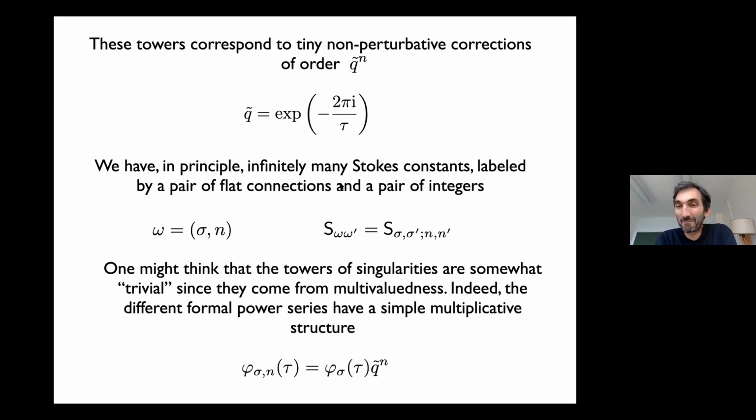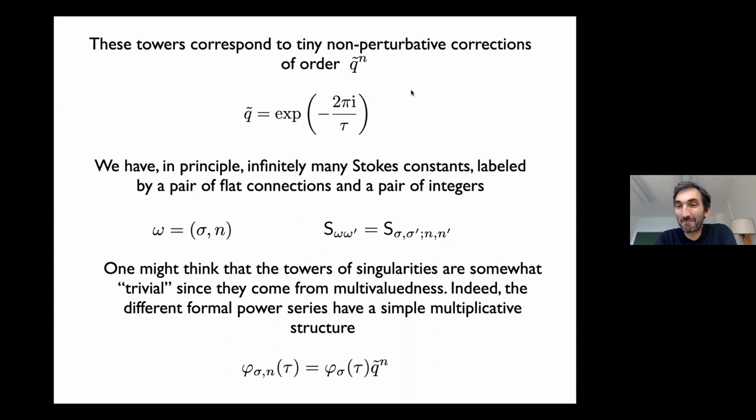So if you have an infinite number of singularities, this means that you will have an infinite number of sectors. So we are going to label the different sectors of the theory by a pair: a flat connection, which if you want labels the classical structure of the theory, and then an integer n, which takes into account which additional multivalueness you are looking at. Now, since sectors are labeled by a flat connection and an integer, the Stokes constants will be labeled in principle by a pair of flat connections and a pair of integers.